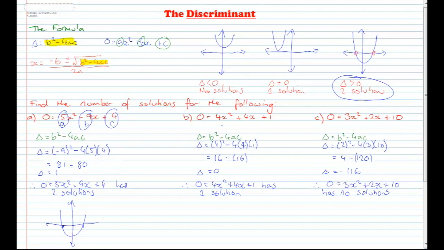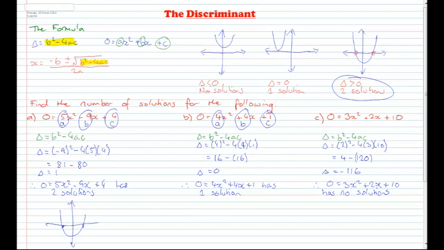What we've got here is our part B, which is 0 is equal to 4x squared plus 4x plus 1. What we need to do is first of all label our a, b and c values. So we've got our a value here being 4, our b value here being also 4, and our c value being 1.